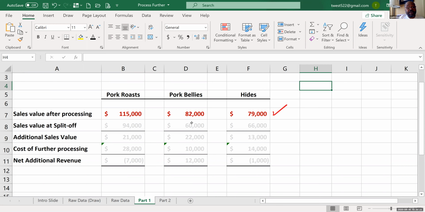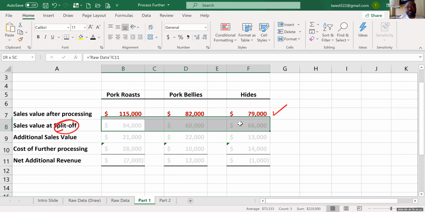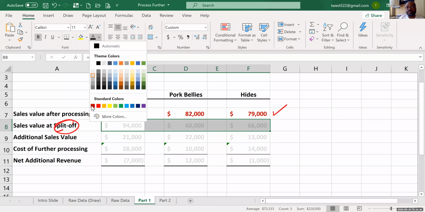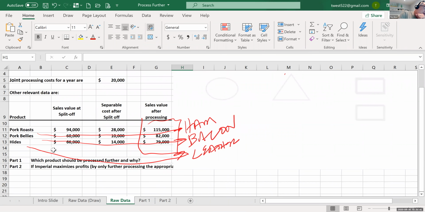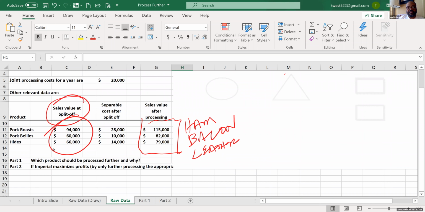Well, we can sell it now. We have a market to sell these goods at the split off for a certain price. So for our pork roast it's 94, for bellies 60, and hides are 66. We got those numbers because they were given to us in the problem, and you specifically identified them as the sales value at split off.